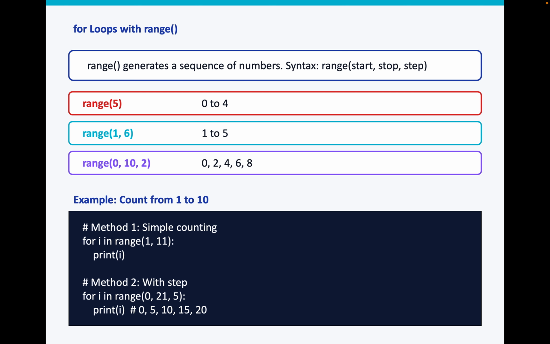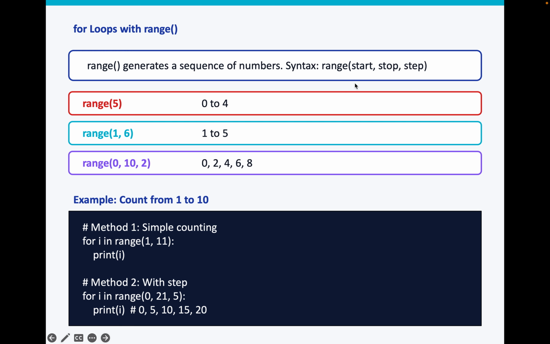Now, for loops with the range function. Whenever you are using the for loop, you must understand what the range function is. This is one of the most powerful features in Python. It generates a sequence of numbers that we can iterate over. Range has 3 parameters, that is start, stop, and step. The syntax is like this: range(start, stop, step).